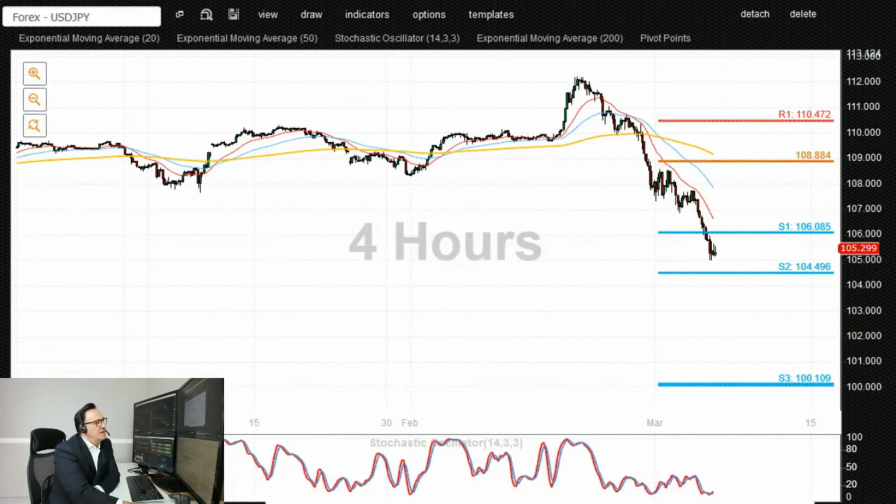Dollar Japanese yen, same story again. This is US dollar weakness and Japanese yen strength. Equity markets volatility, we'll see this in gold as well. Japanese yen is normally perceived to be a safety play, same as gold. So US dollar weakness and Japanese yen strength, we are seeing this substantial corrective pullback from 112.20 all the way down to 105.30 at the moment.